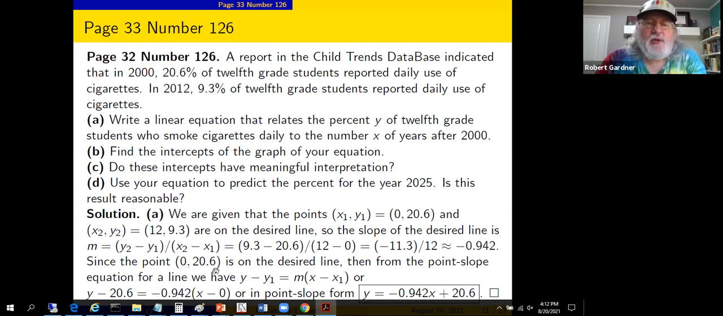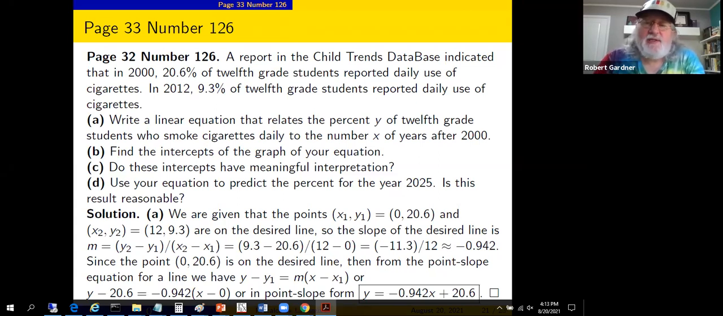Since the point (0, 20.6) is on the desired line, then from the point-slope equation for a line, we have y minus y1 equals m times (x minus x1). We've got a slope, it's an ugly number, negative 0.942. We've got the point (x1, y1), so we'll plug 0 in for x1, 20.6 in for y1. That produces this. When you multiply out and simplify, it produces this. So distribute and then do the arithmetic.